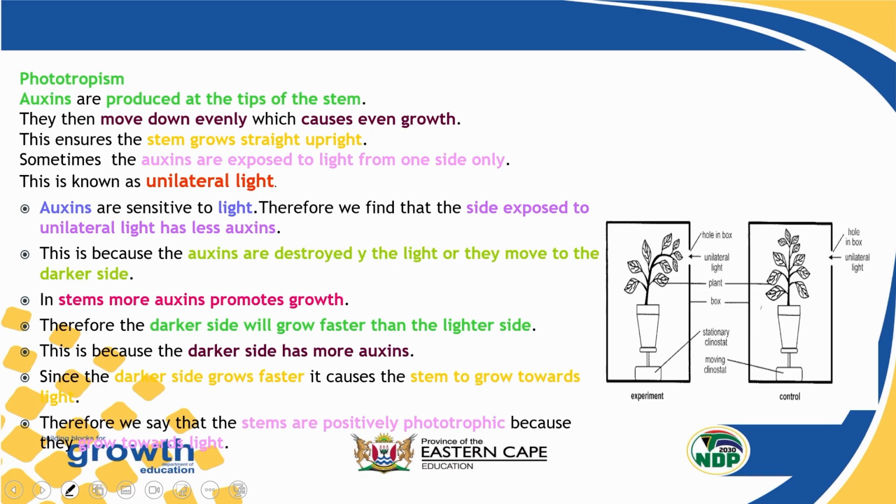Because light is coming from one side of this plant, auxins move to the side where there is no light, causing growth of the plant on the side where there are more auxins, and causing this plant to grow towards the stimulus of light. We refer to this as the influence of auxin on phototropism, or the role of auxins on phototropism. Which means auxins influence the way plants respond to that particular stimulus, in this case the light stimulus.